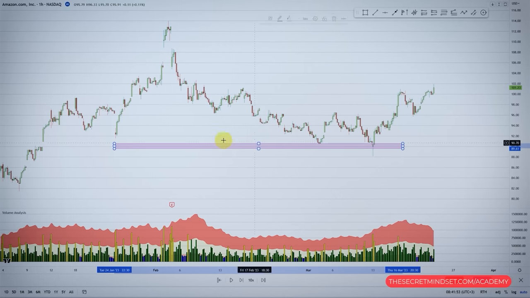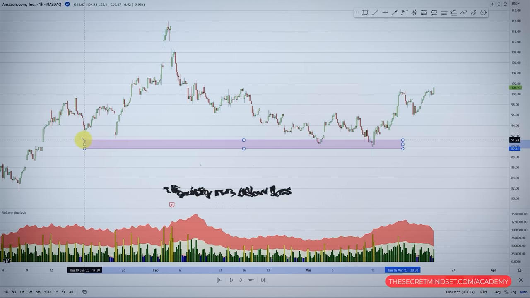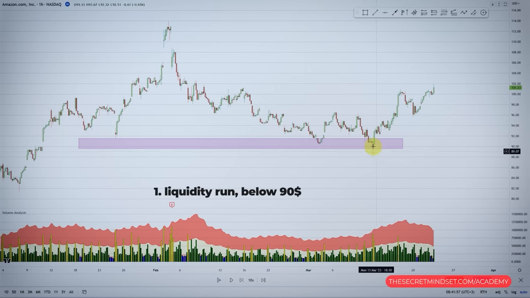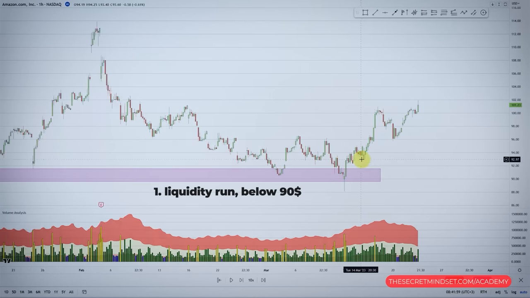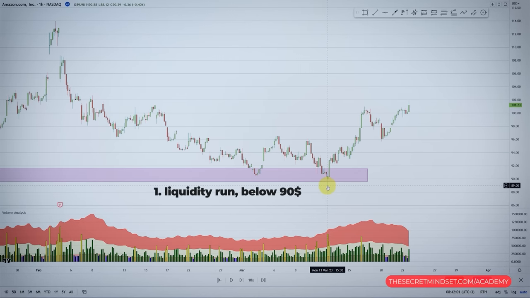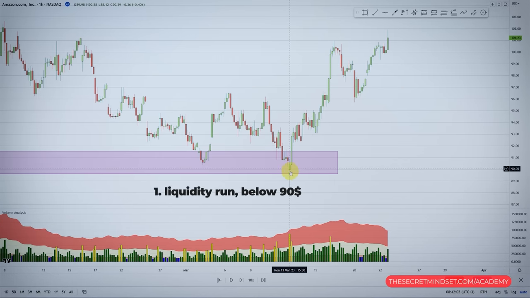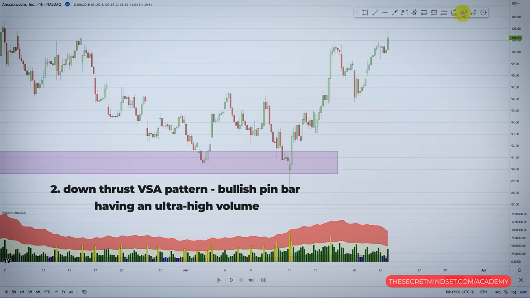Here's Amazon, with the main psychological levels added. Have a look at this liquidity run, just below the price of $90. And look at the candle which broke below the level. It's a down thrust VSA pattern. A bullish pin bar having an ultra high volume. In fact, it's the highest volume in recent period.